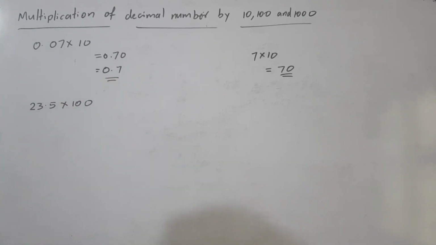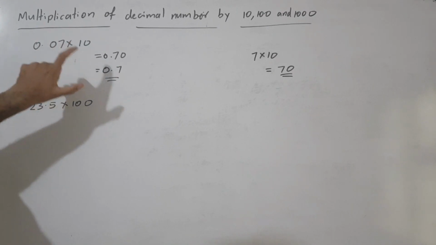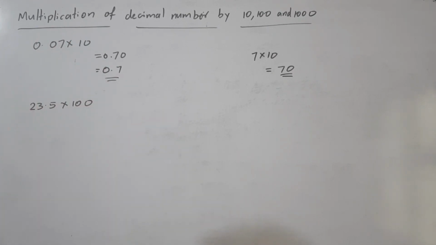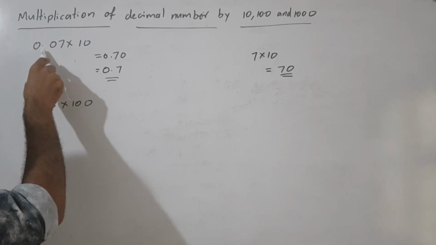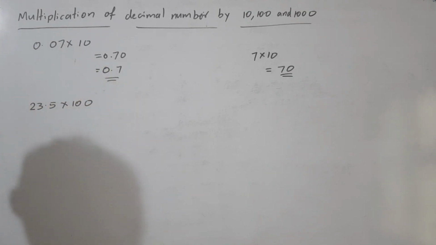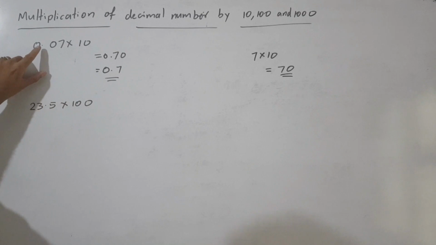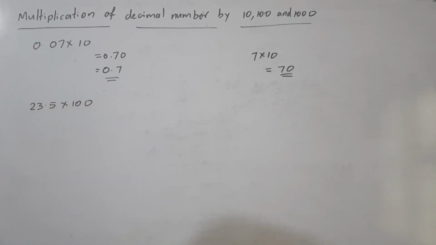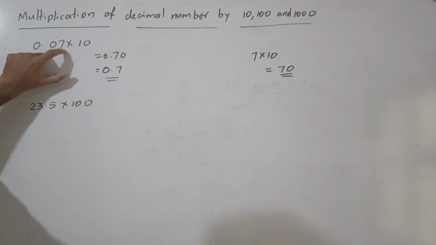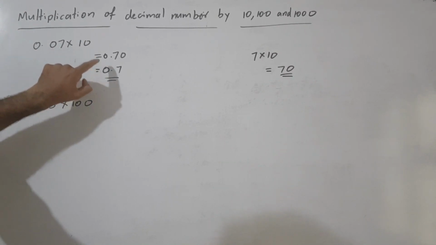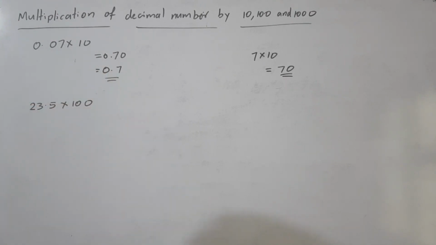Okay, then consider this: what happened to the decimal point? We multiplied 0.07 into 10 and we got the answer 0.7. What happened to this decimal point? How do we get this answer directly? Let's see, children. When we multiplied 0.07 by 10, we got 0.7.